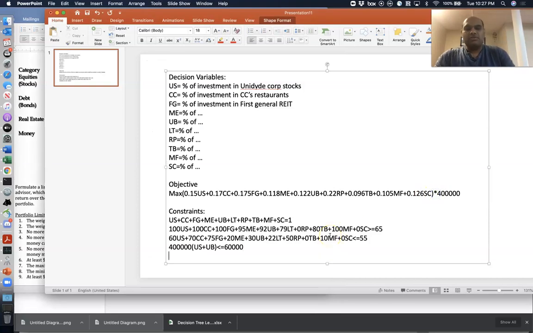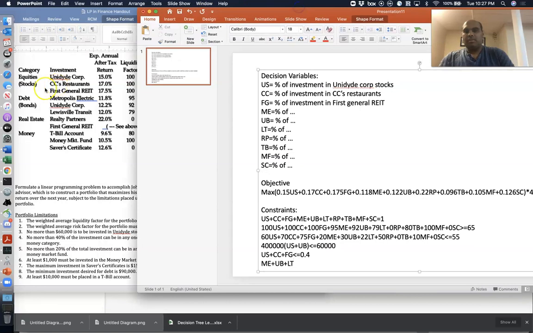So let's first write the stocks. You're saying that US plus CC plus FG, which is the total percentage of investment in stocks, cannot exceed 40%. Similarly, ME plus UB plus LT. So this is all the investments in bonds. This also cannot exceed 40%.